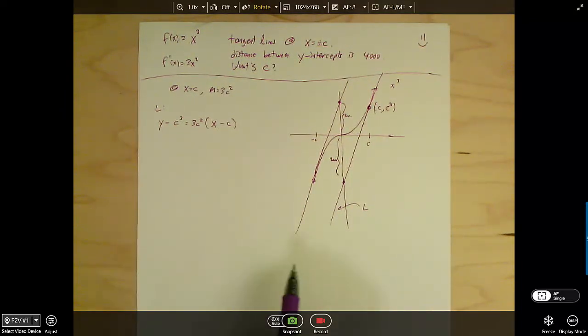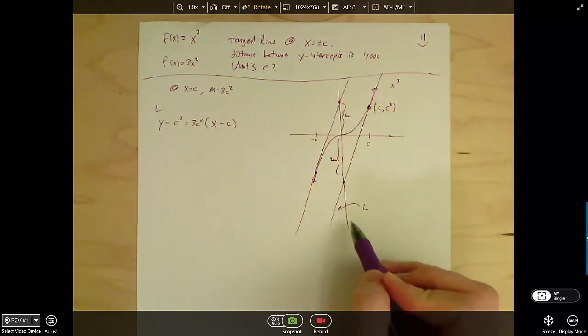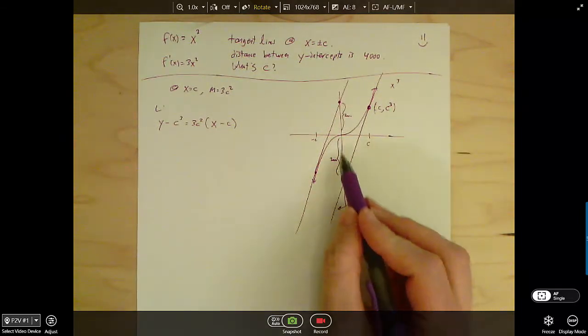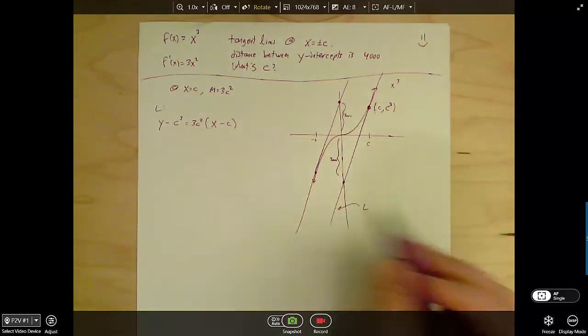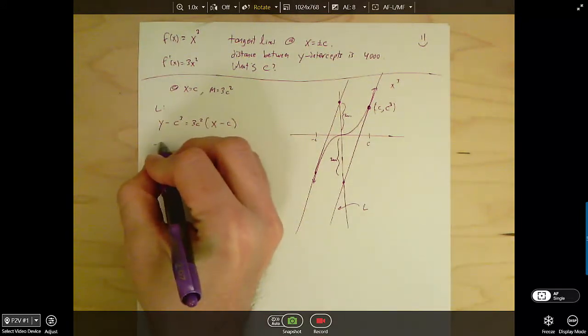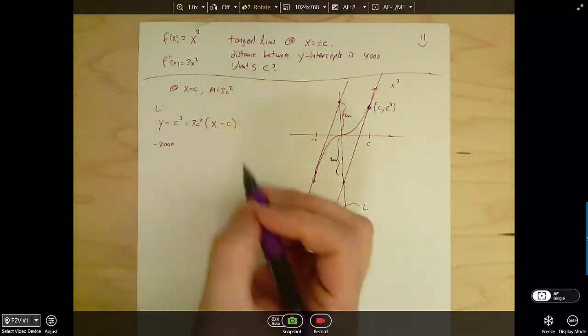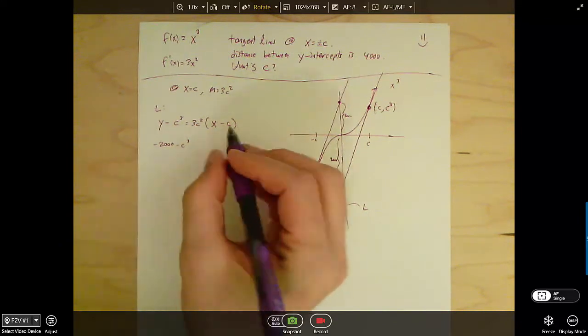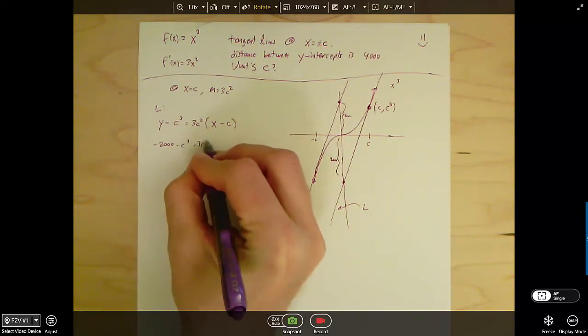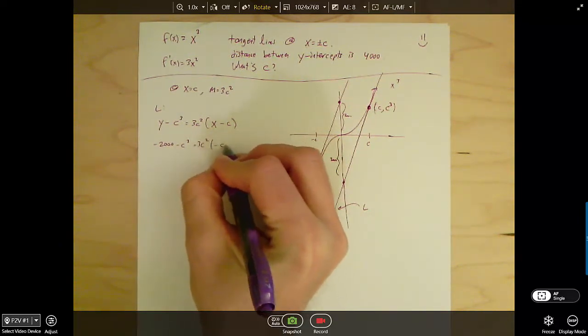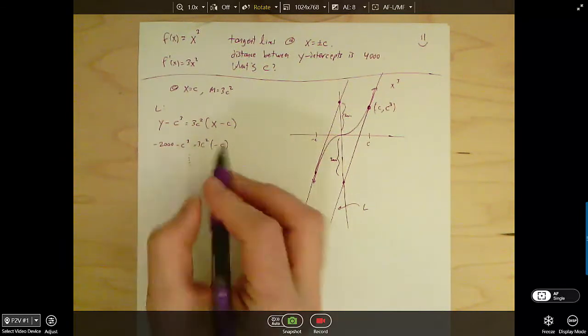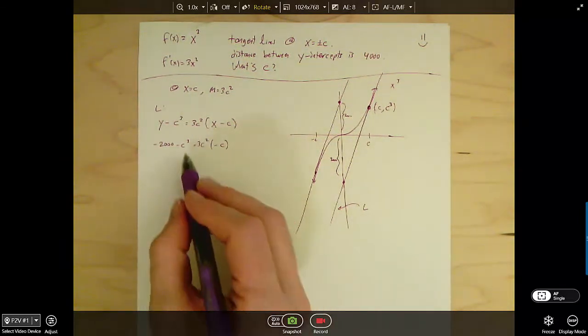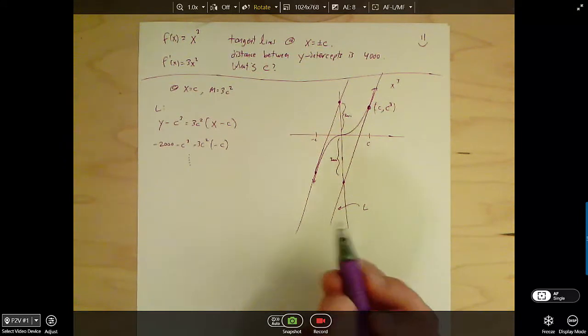And now let me think. The other point that I know is this one at 0, negative 2,000. So if I plug in negative 2,000 for my y value and 0 for my x value, that's going to give me this. And then this equation, notice it's only got c's in it, so I could solve for my c value here. So that's one approach.